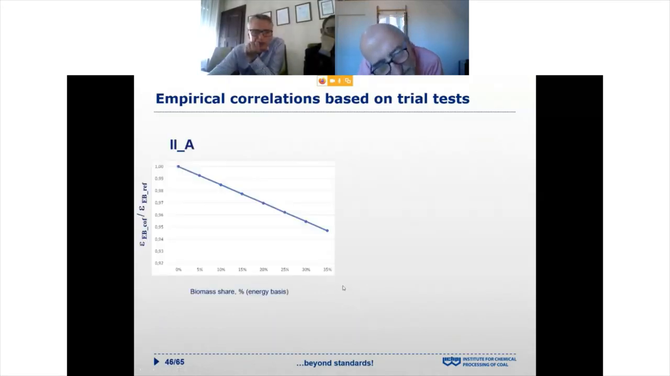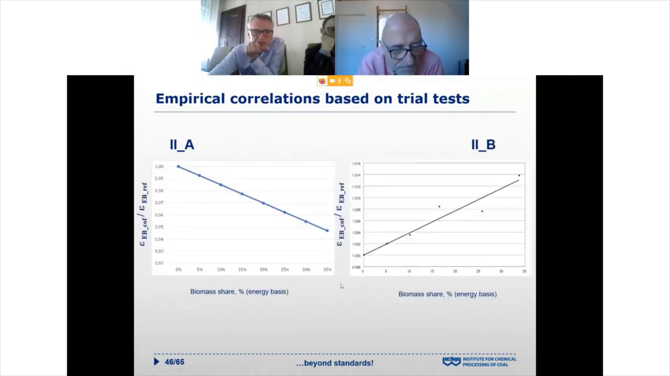Let's now have a look at the same scenarios. Again, we have the hard coal A and the lignite B, and the situation is similar, but this time we observe not the energy efficiency, but the coefficients of electricity consumption by the auxiliaries. And again, the symbols are the same: the reference case and the co-firing case.